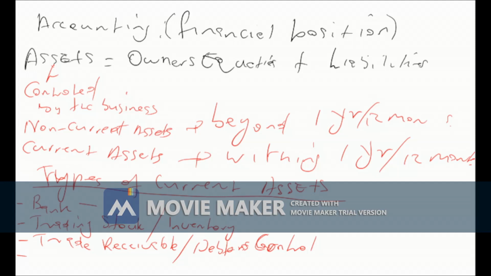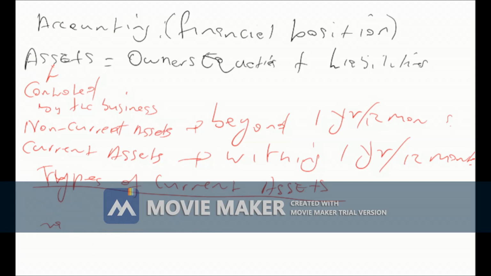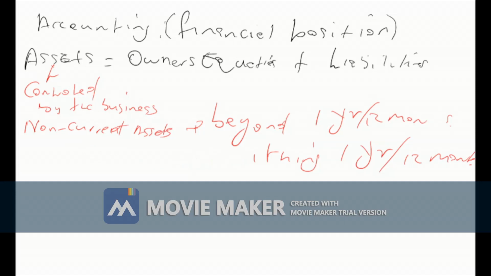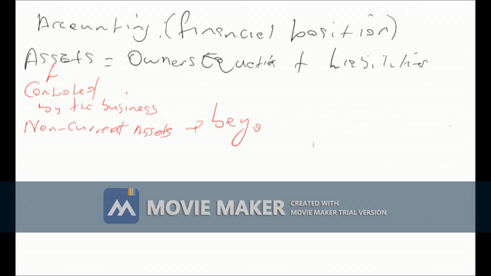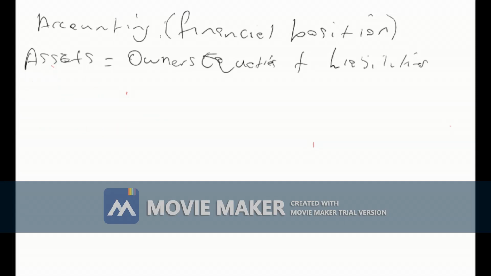Okay, now we have done assets, guys. I've taught you about types of current assets and non-current assets, and now we know what a non-current asset is and what a current asset is. Non-current assets are the resources that can be converted into money beyond 1 year. But current assets are the resources that can be converted into money within 1 year.